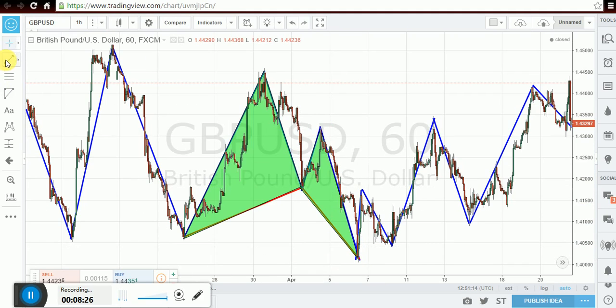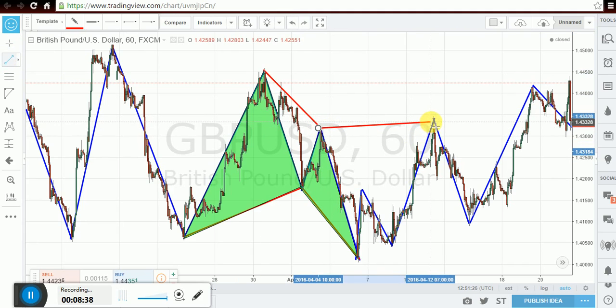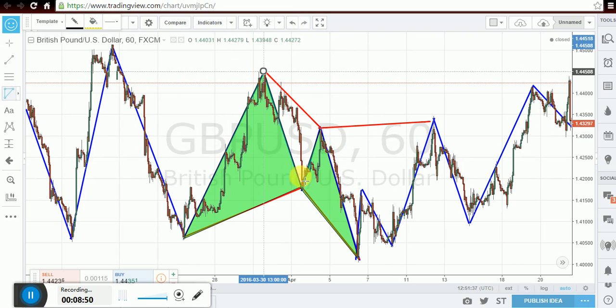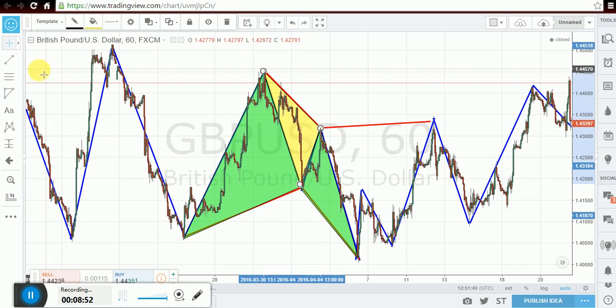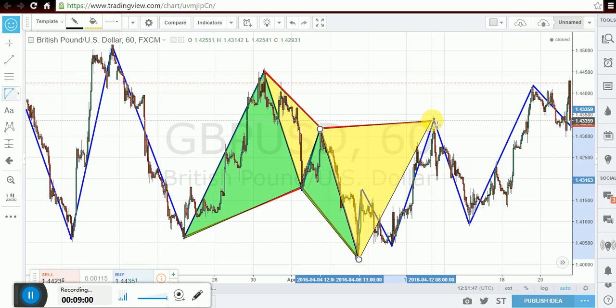Okay, so let's go ahead and connect the next one. Connect this point and connect this point. Looking at this whole second triangle, it looks like a Cipher pattern. So I'm going to use a different color. But obviously, like I said, until we use our Fibonacci ratios, we wouldn't know if this pattern is valid or not, right?